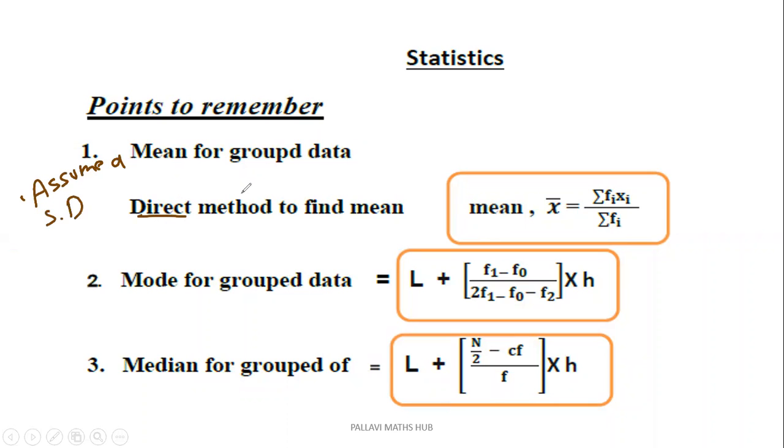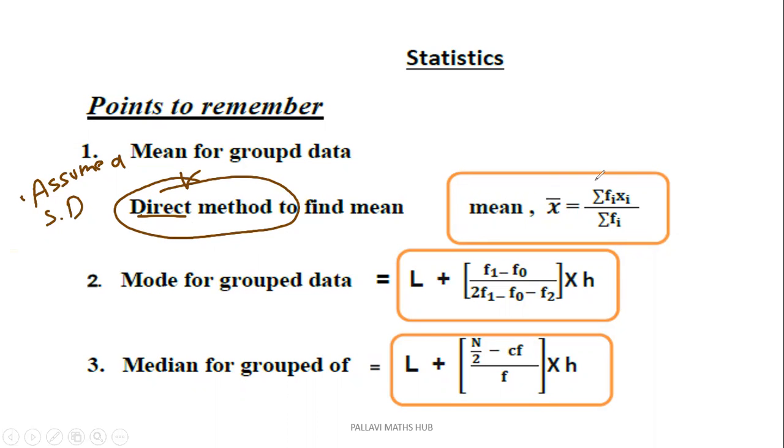But in your exam, if they ask you to find the mean directly, at that time it is best to use the direct method. The direct method is the easiest way to find the mean. Whichever method is easy for you, apply that method. Many students feel the direct method is very easy, so I have put only the direct method here.